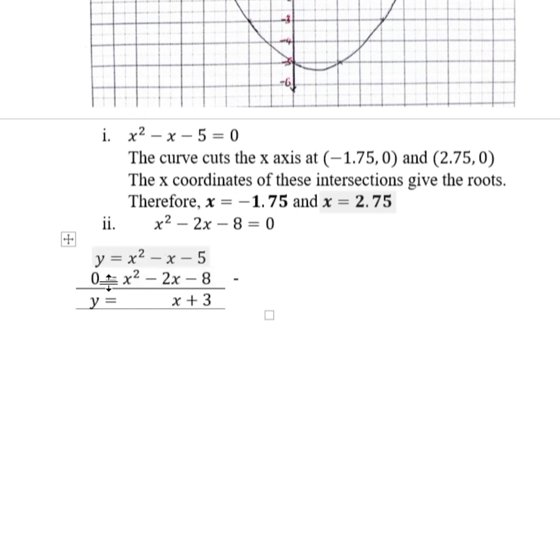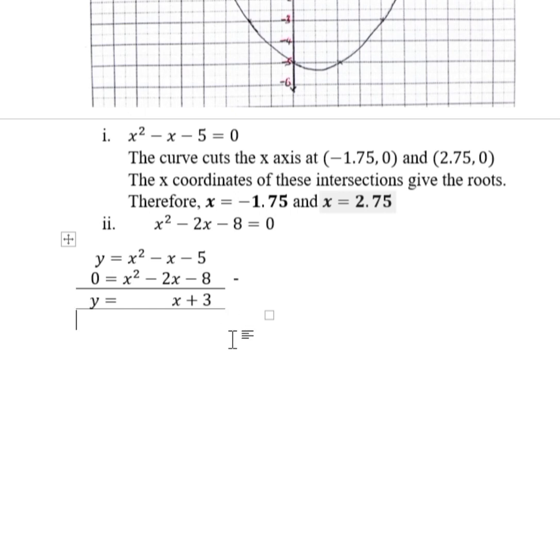So y minus 0 gives us y, this gives us 0, this gives us negative x minus negative 2x, that's like negative x plus 2x giving us x, and then minus 5 minus negative 8 gives us positive 3. It doesn't matter which equation you write on top, the answer will remain unchanged. Even if you write this one accidentally first and then this one is written later, the answer will not change. So this one is an equation of a straight line. You can see this y is equal to x plus 3.